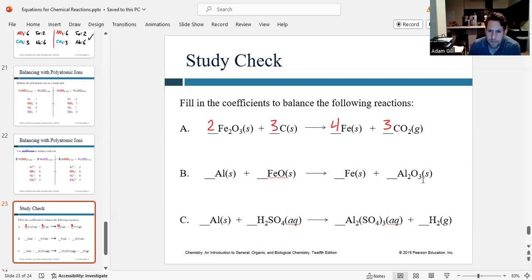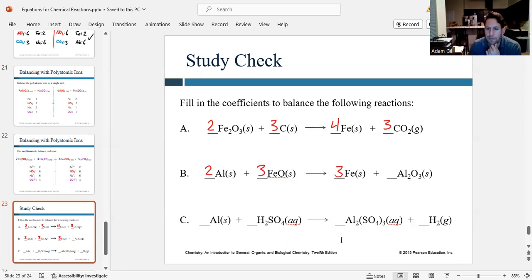Let's look at the next one. The most complex thing here is the aluminum oxide. And we can see that it has 2 aluminums and 3 oxygens. So if I have 2 aluminums, that means I need to put a 2 here. And if I have 3 oxygens, I have to put a 3 here. But then that's going to give me 3 irons. So I'll come back and put a 3 there. And that should be balanced.